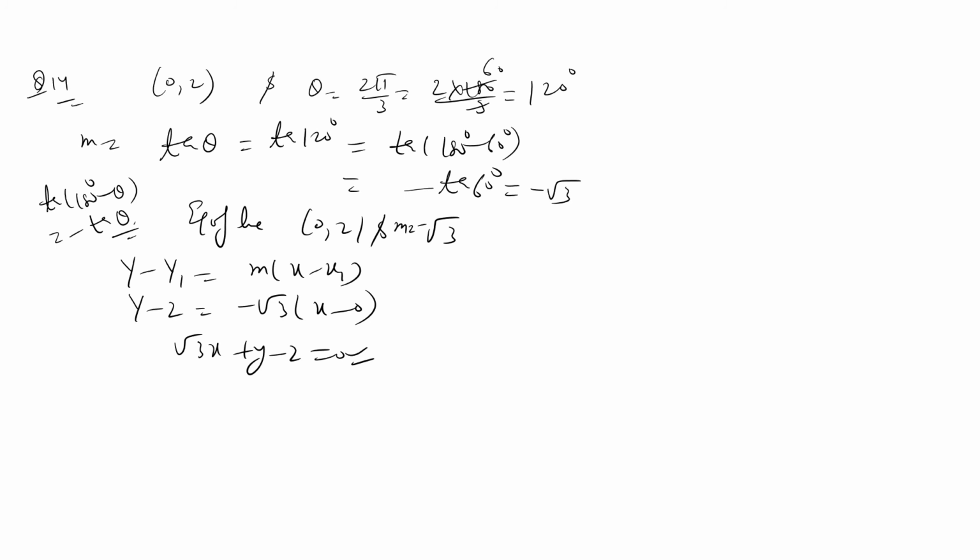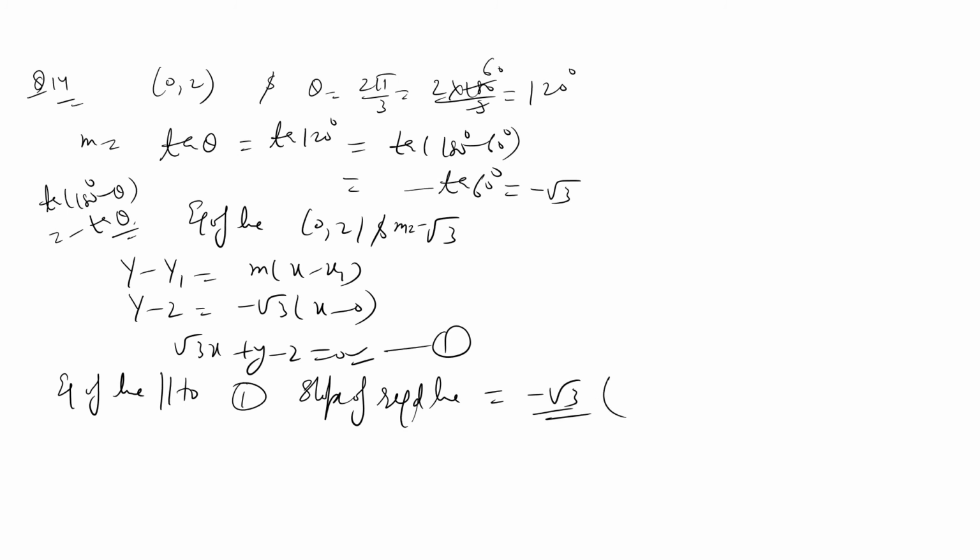Now the second part of the question is that there is one more line which is parallel to this line 1. So the connection between parallel lines is that the slope of the required line is also minus root 3, because parallel lines have equal slopes, right? But it is passing through a point which is 2 units below the origin on the y-axis. So what is the point?